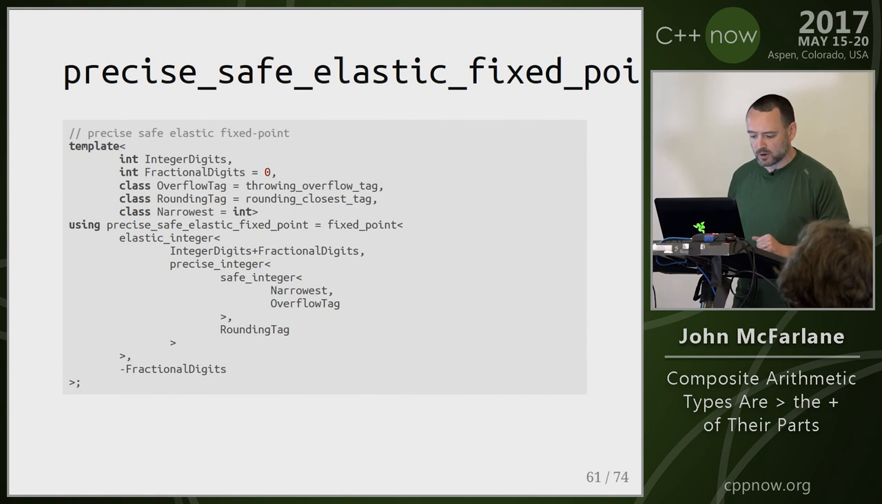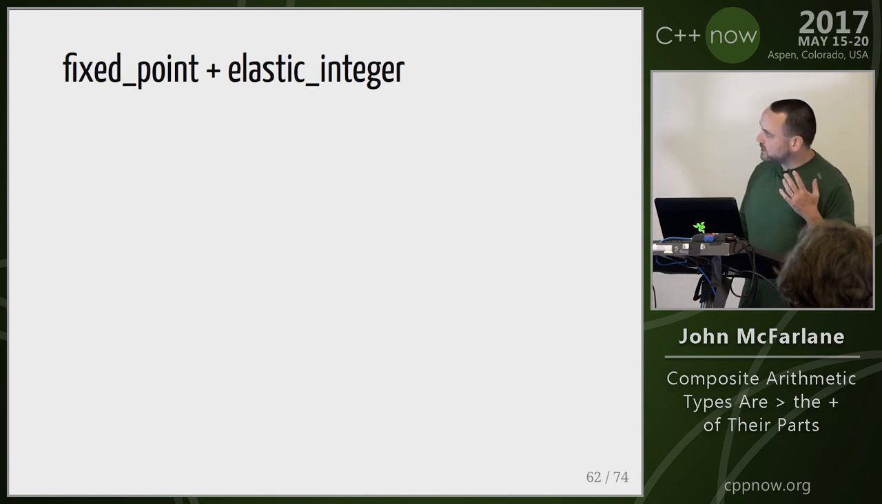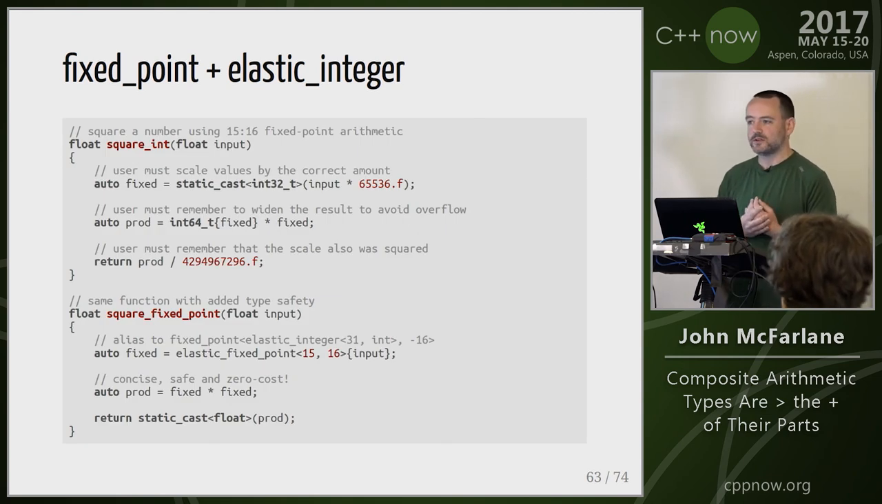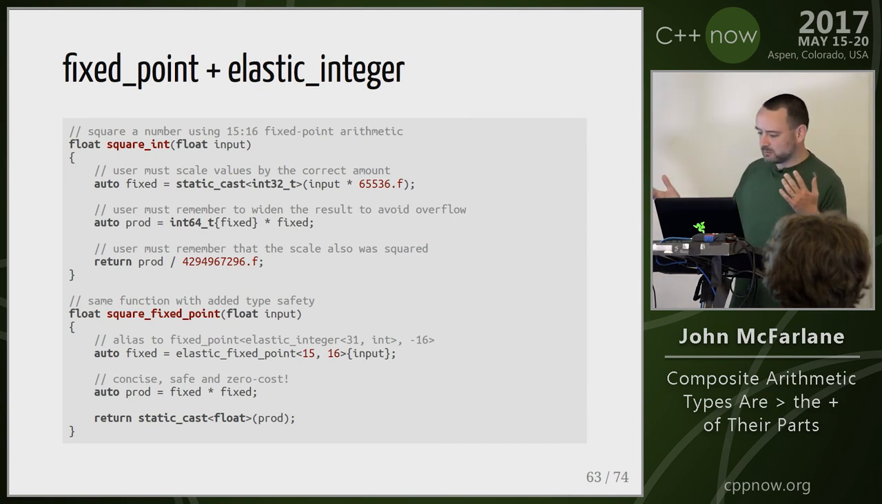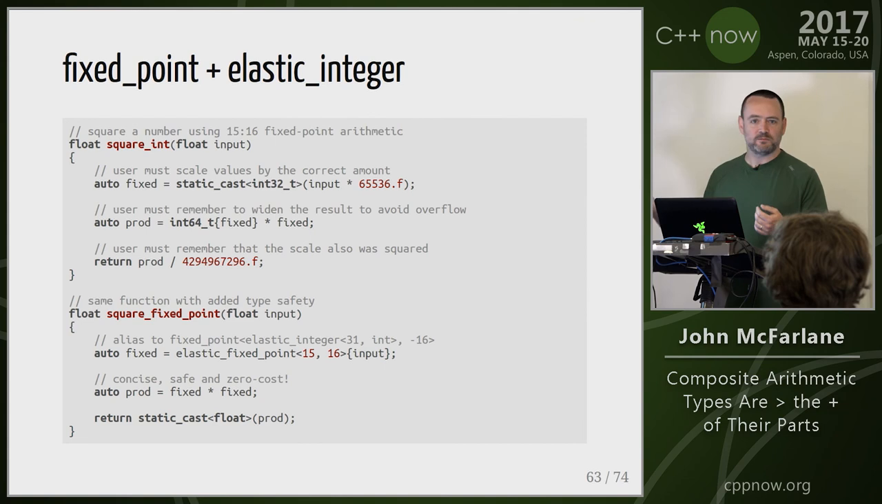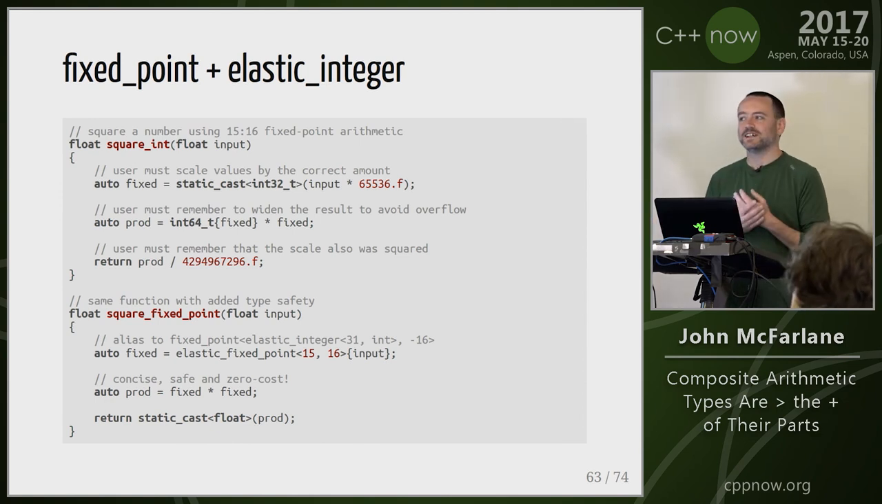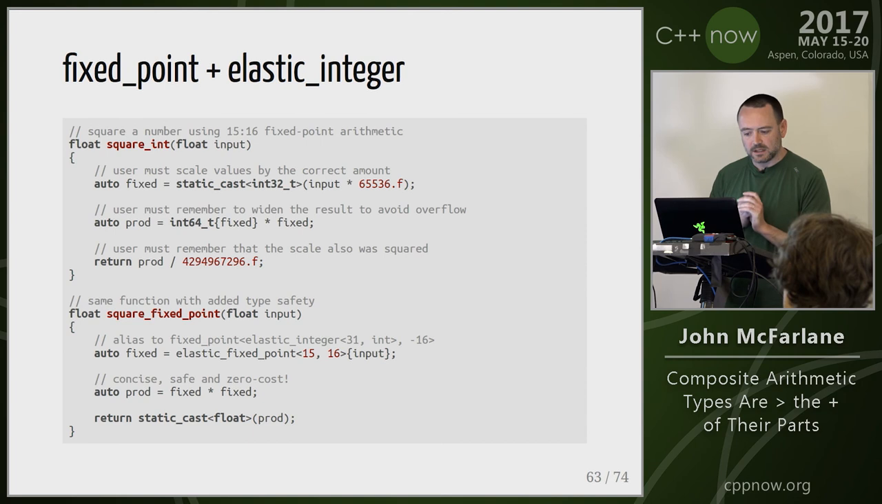Okay. So another combination which is quite interesting is fixed point plus elastic integer. When you have fixed point types, it's much easier to get overflow with them because you're often filling all the bits with information. Whereas with integers, you might be multiplying the number of fingers on your left hand by the number of ears or something. It's usually small numbers, but when you're using integers for fixed point, suddenly you're saturating your range, and the risk of overflow is much greater.